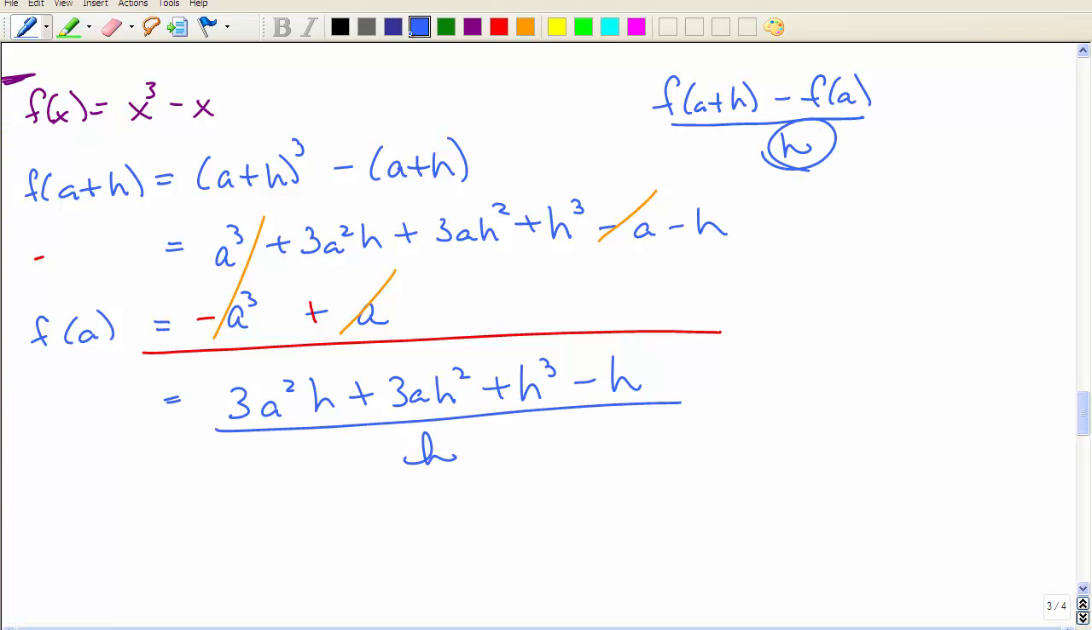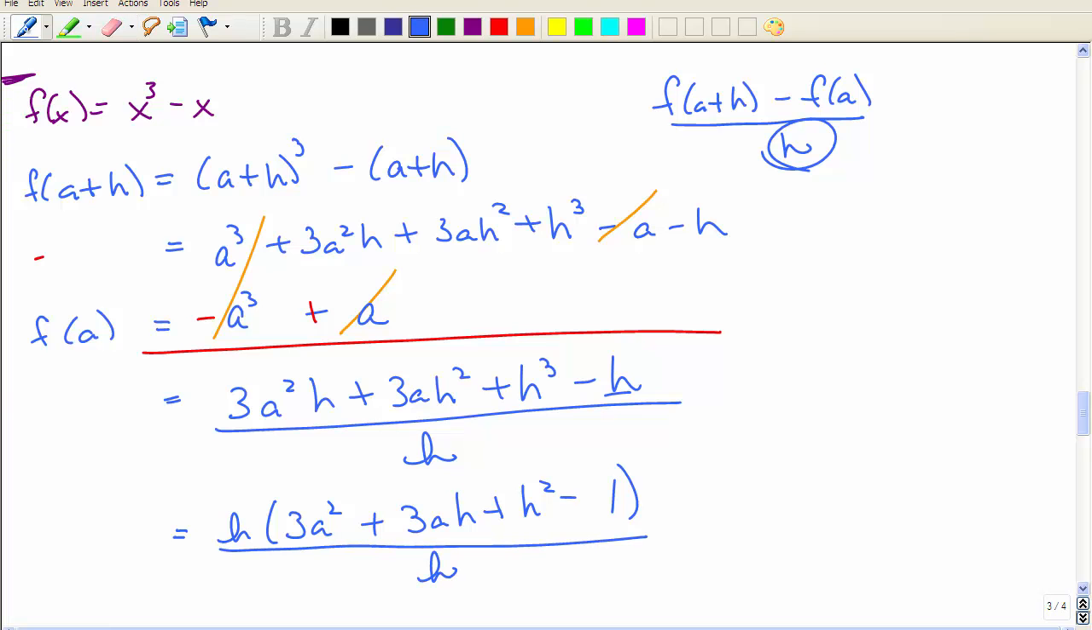Now if you notice, every term has an h, so you could just cancel it out like that, but I want to be clear, I can factor out an h on the top. That's a common factor, a GCF if you will. And remember, h out of h is 1. That should be a minus sign, divided by h, and now we can cancel that out, and that's our final answer.